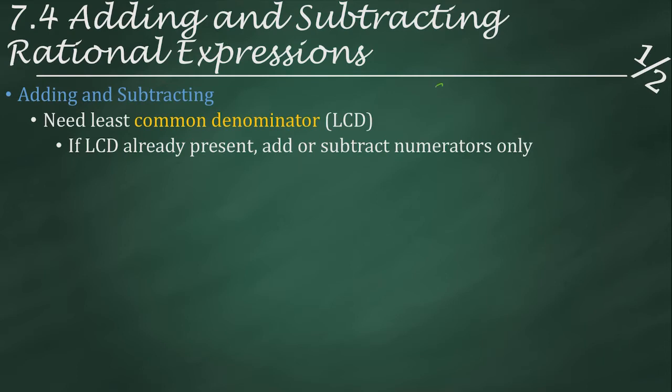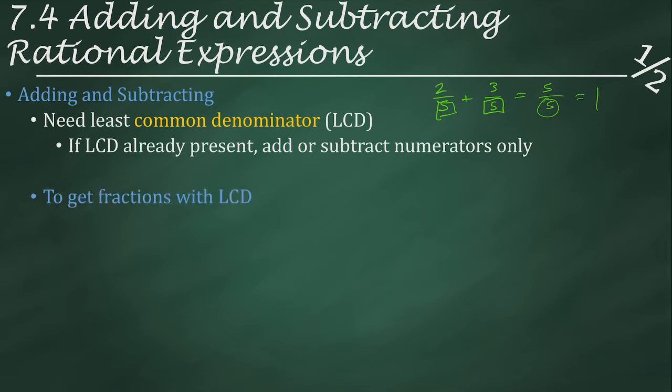For example, 2/5 plus 3/5. The denominators are both 5, so we just add the top. We have 2 of these fifths and 3 of these fifths. 2 plus 3 make 5 of these fifths. Denominator stays the same. And yes, I know 5 over 5 is 1.